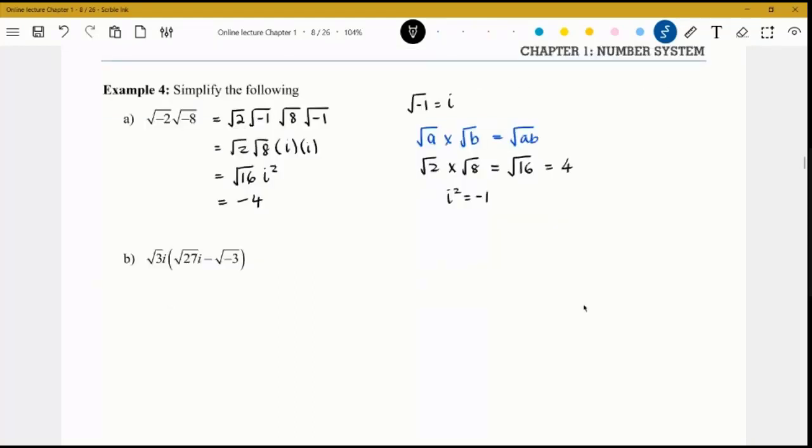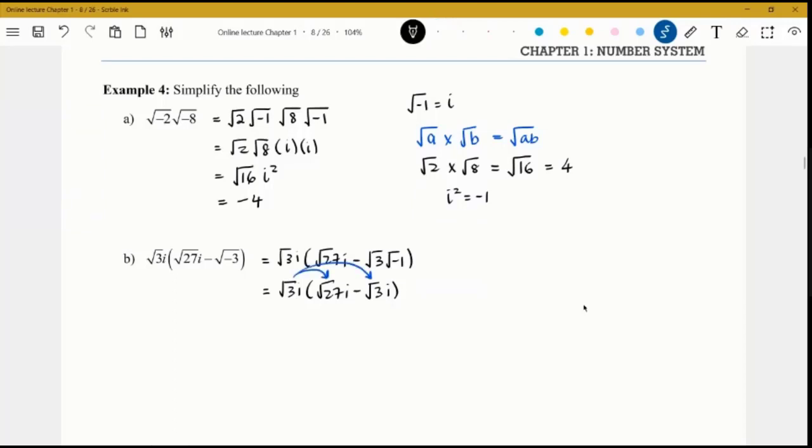Okay, if we go through part B, we have square root 3i, square root 27i minus square root -3. First things first, we simplify this one first, which is we change to i. So square root 3i, we copy it back again, minus square root 3, square root -1. So we know that square root -1 is i. So we end up with square root 3i. Okay, now only then do we put it into the bracket.